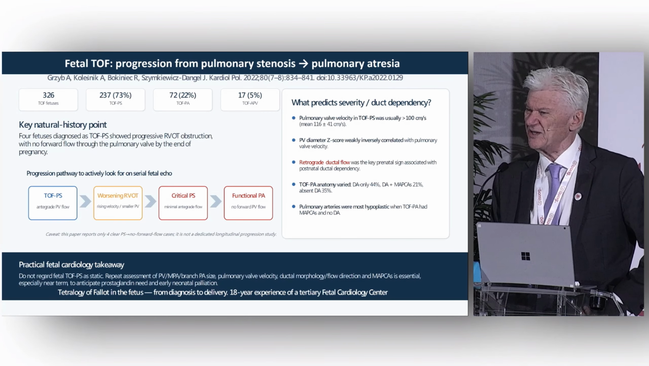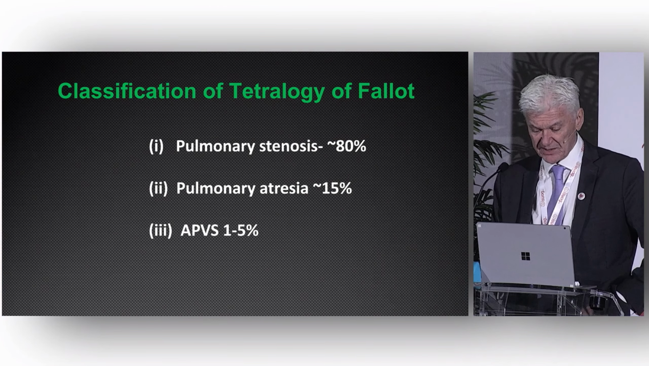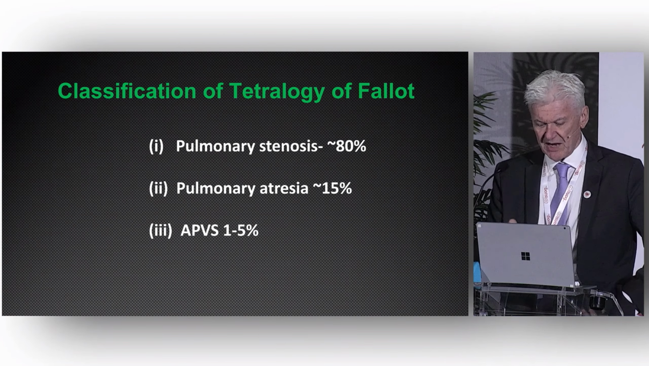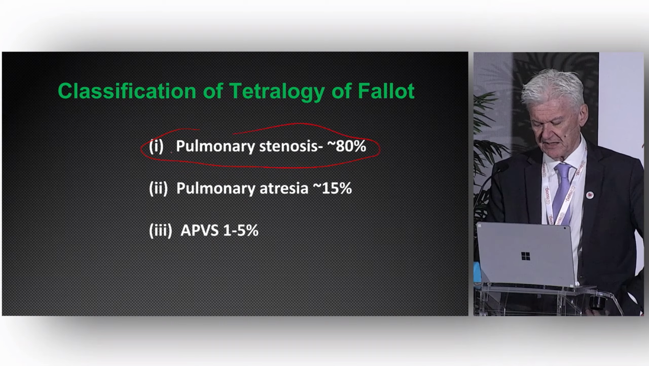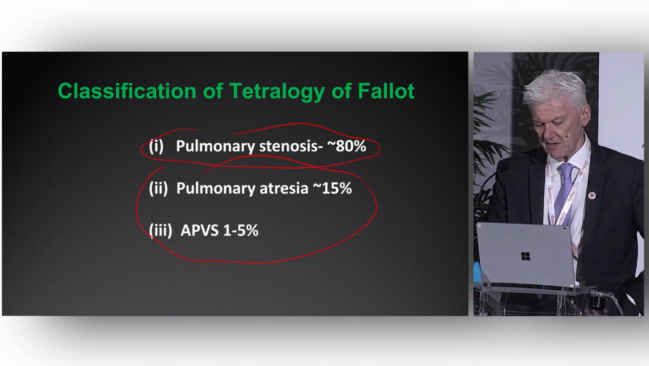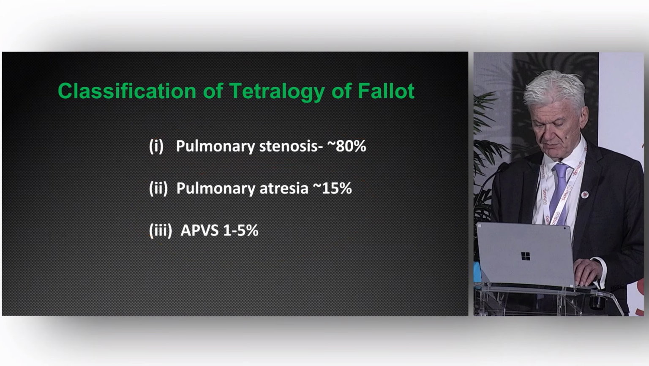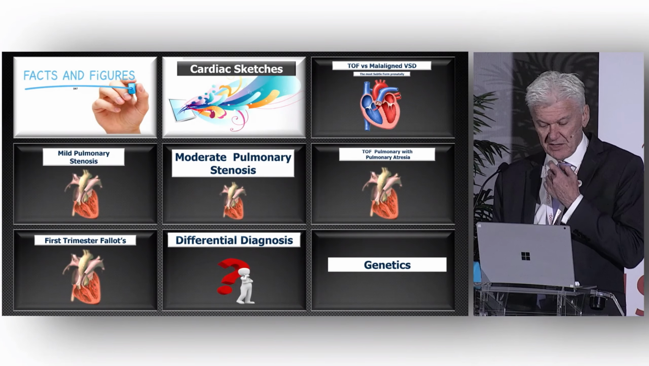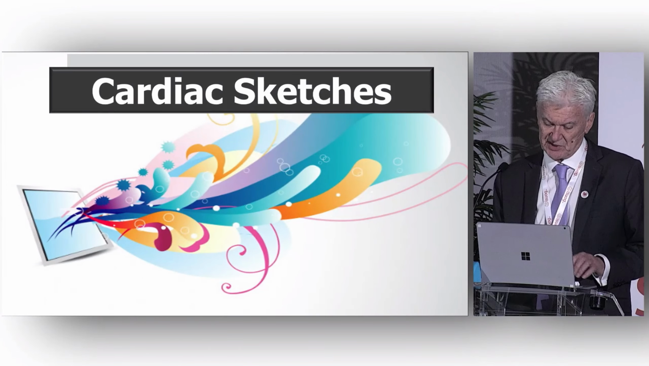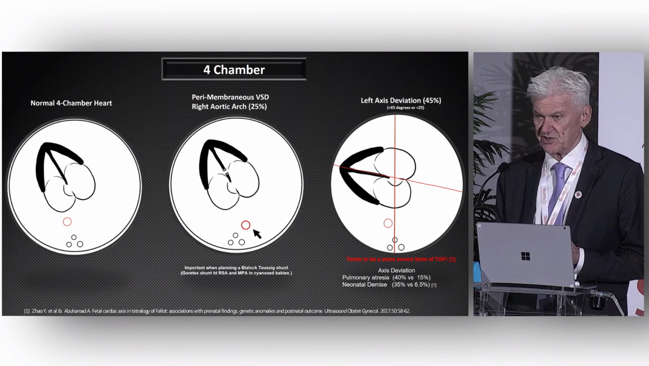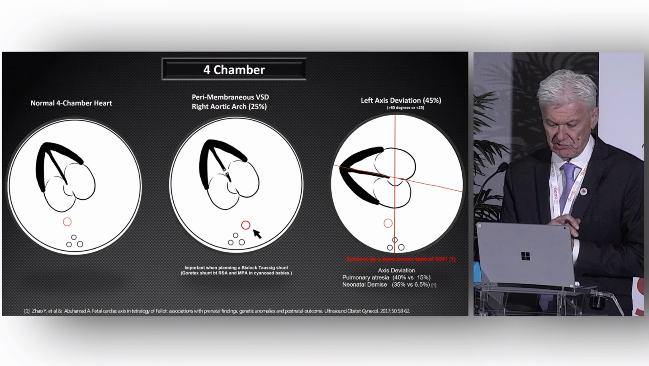That doesn't mean you don't need to continue surveillance of these babies. We need to continue surveillance. So I look at Fallot and I say, these are the pink Fallots, and these are the blue Fallots, the pulmonary atresia. And then the very rare is the absent pulmonary valve syndrome. So in terms of cardiac sketches, I think it's always helpful to have sketches just to go through in your own mind how things look.